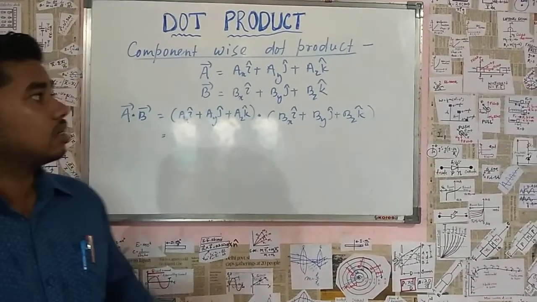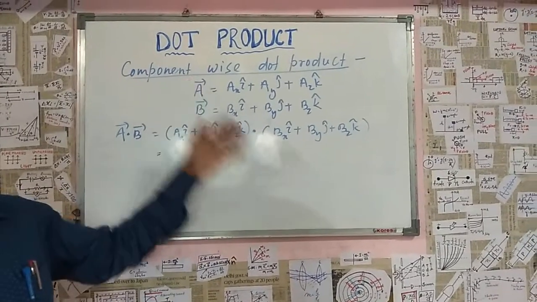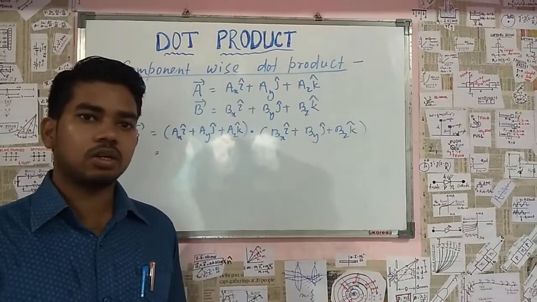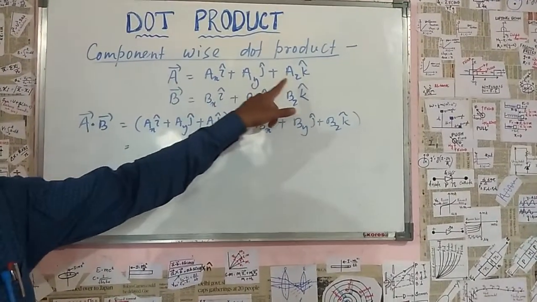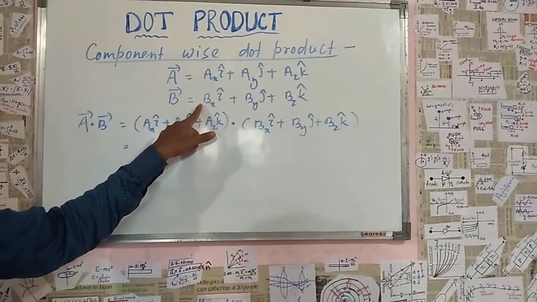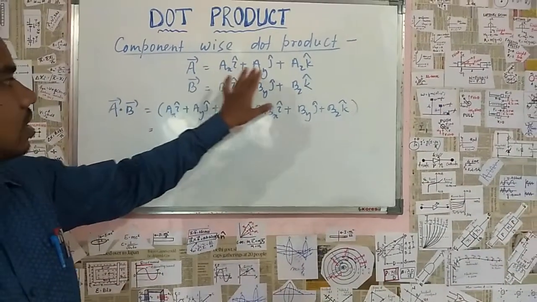So see here, I have taken the component-wise dot product. How to get the dot product result component-wise? If we consider the rectangular components of the vectors, a vector is ax i cap, ay j cap, and az k cap, and b vector is bx i cap, by j cap, and bz k cap. So we have to write the vector in this manner.